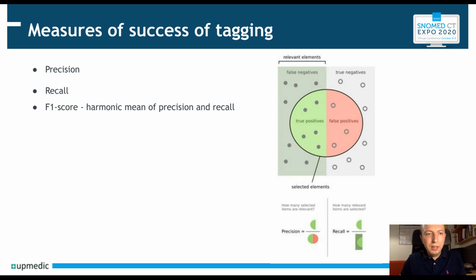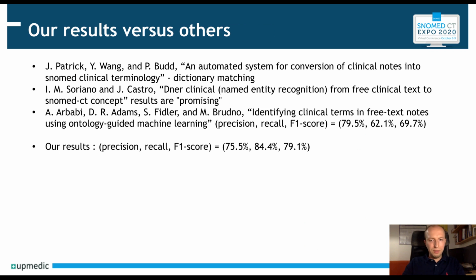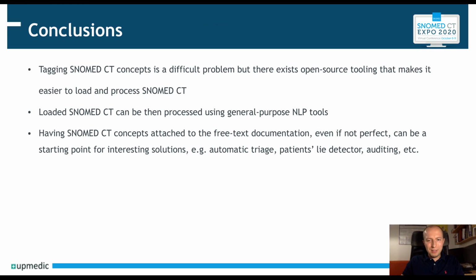In order to measure the success of our solution, we used three measures: precision, recall, and F1 score, which is simply the harmonic mean of these two. And we also compared our results with others, and it was quite surprising for us that not many people publish their results in this area of application. But we found one article which had an F1 measure of about 70%. What we achieved was 80%, so we have 10% more with our model.